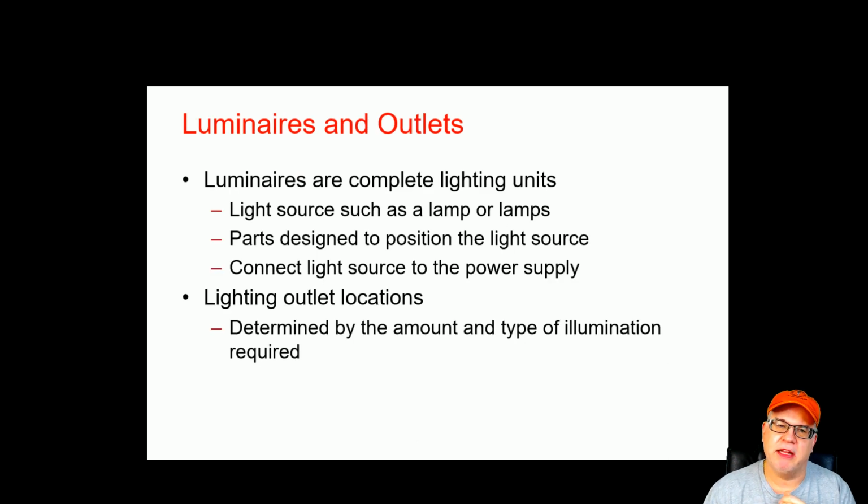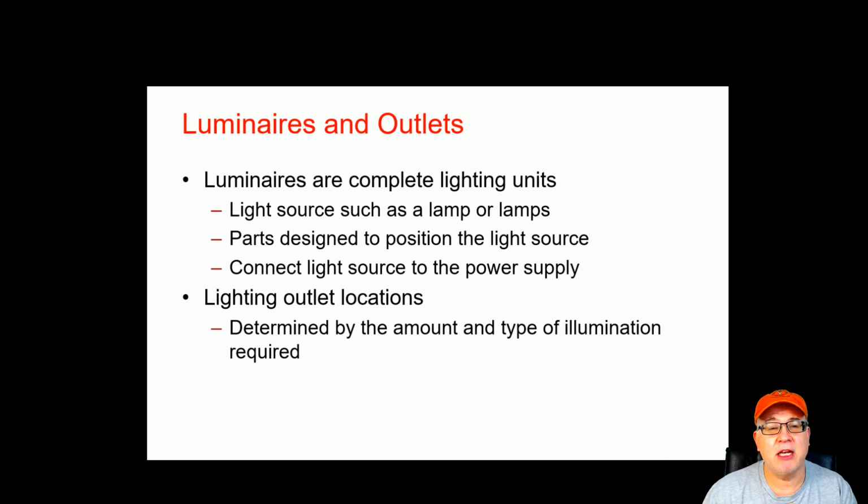Now, luminaires and outlets. So luminaires are a complete lighting unit, as I said. It has the light source, such as a lamp or multiple lamps, which we've referred to in many cases as light bulbs. But it's really a lamp, and you could have multiple lamps. Now, it has parts designed to position the light source. Okay, so inside of it, depending on how it's made, there are parts to control the positioning of that lamp. And then it says it connects the light source to the power supply. So it has some type of internal wiring that connects up to the lighting outlet, which again is an outlet that you're mounting this luminaire onto. So a luminaire has all of those pieces involved in it.